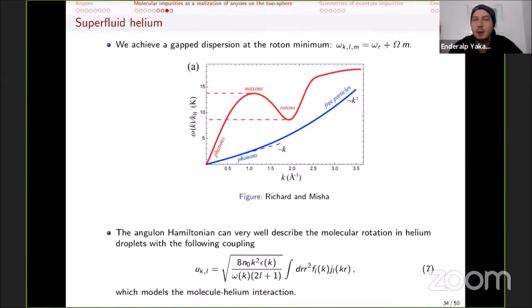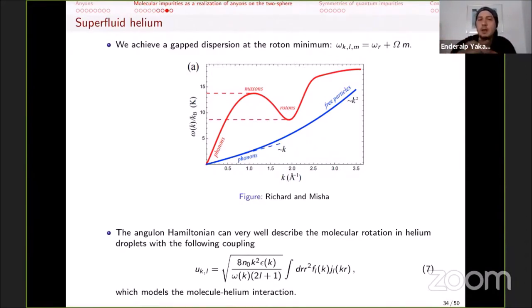So if you scale your Hamiltonian with the mass of your molecules, then the effective dispersion relation will be just the roton minimum times the mass. And when the mass goes to infinity, then you will obtain a huge gap and the lowest spectrum will decouple from the rest of the spectrum. In fact, this is basically adiabaticity. Furthermore, we can also find the model coupling, which describes this molecular interaction in helium nanodroplet.